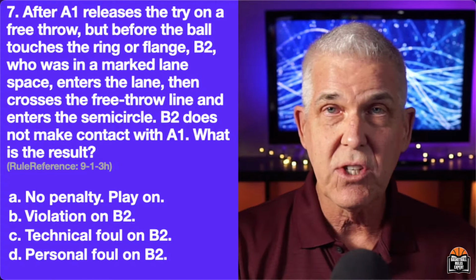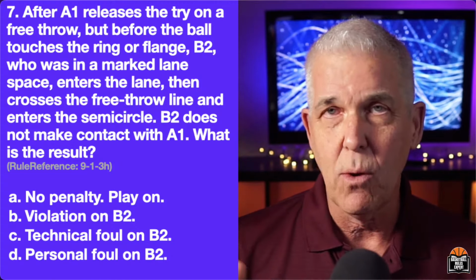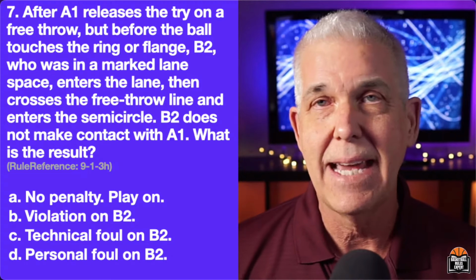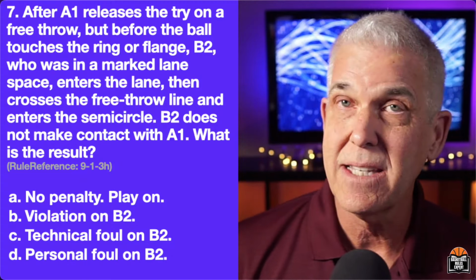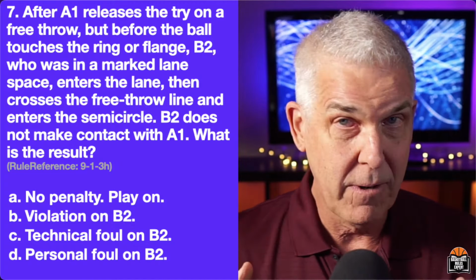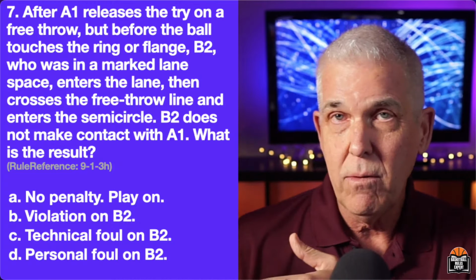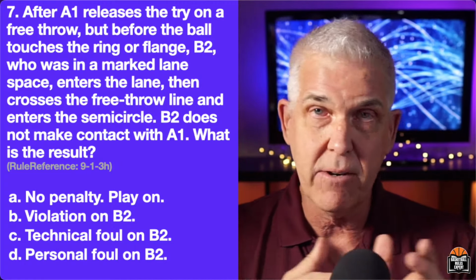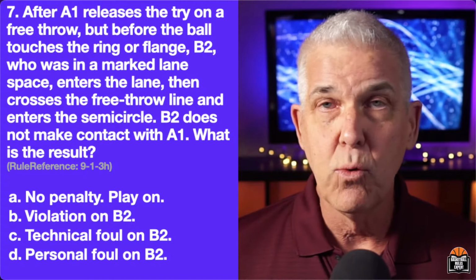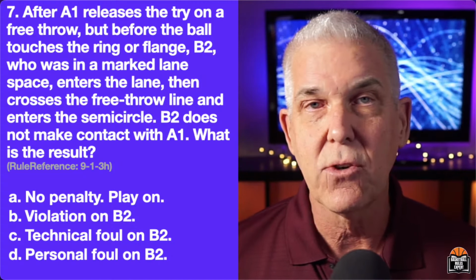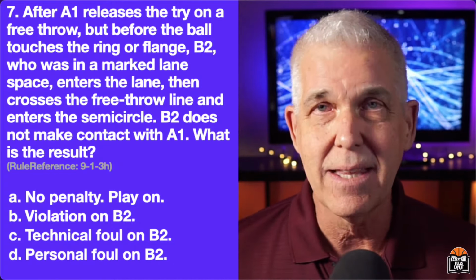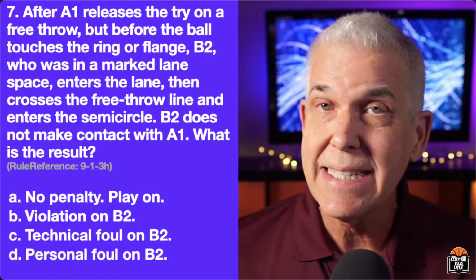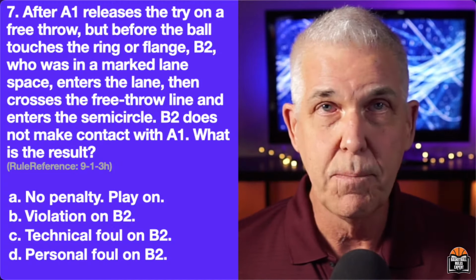This became a point of emphasis a few years ago. A player in that marked lane space, an opponent of the thrower, is not allowed to cross the free throw line prior to the ball contacting the ring. This is a violation, in this instance, a delayed violation on the opponent of the thrower, B2. This is not a personal foul. Any contact on the thrower will be evaluated on the merits of its contact. We could certainly have a player displace a free throw shooter, and that foul will be ruled. But in this instance, there is no contact, so our correct answer here is violation on B2. I would say the correct answer is delayed lane violation on B2. And if the free throw misses, a replacement free throw would be awarded.